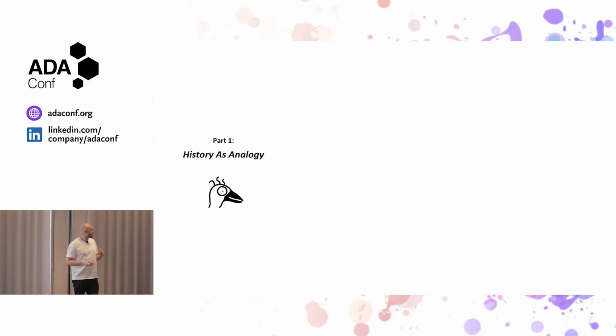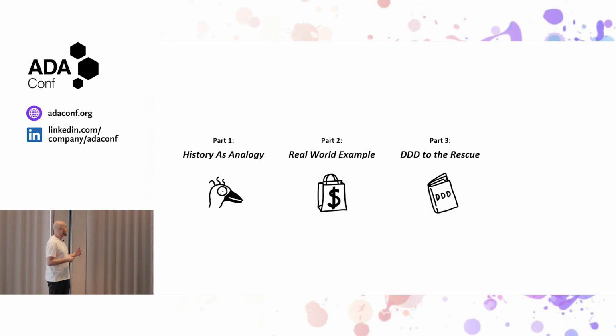So how are we going to do that? We're going to do it in 4 parts. First, a sort of history lesson that serves as a little silly code analogy. Then we'll make that a little bit more real world, so the same sort of problems, but a more realistic domain. After that, we'll see how DDD can come in and help us with some of the problems that we faced in parts 1 and 2. And then just a quick summary at the end.